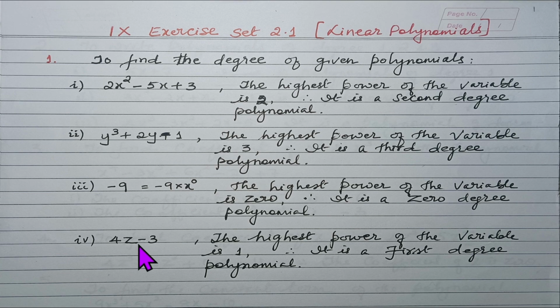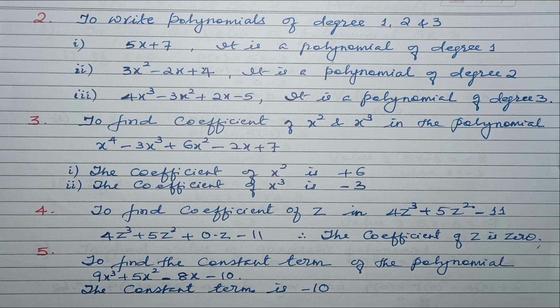Now coming to the next polynomial, that is 4z minus 3. The highest power of z is 1 here, and therefore the degree of this polynomial is 1, or it is a first degree polynomial. Okay, please remember that. Now please know the definition of degree of a polynomial.